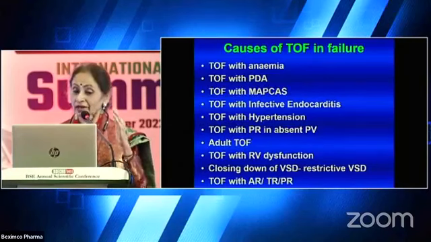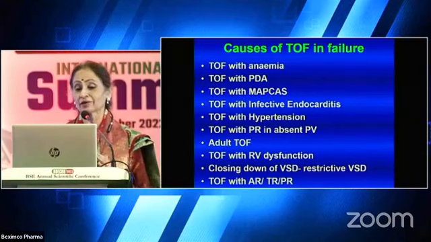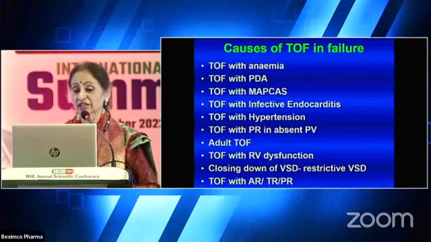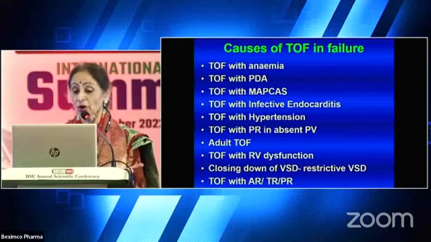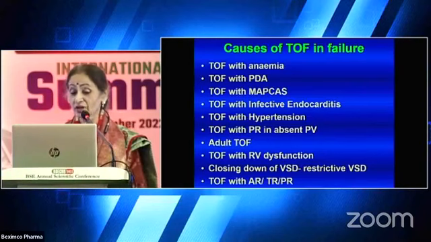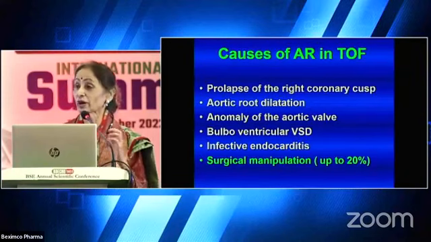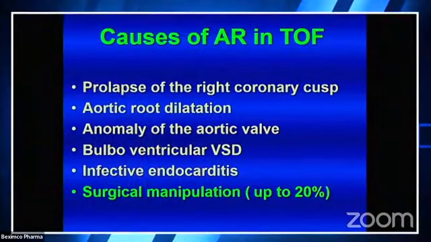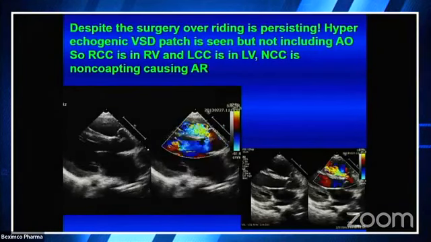In tetralogy of Fallot, failure is not a usual feature. Very rarely they can develop failure due to anemia, associated PDA, large or multiple MAPCAs, infective endocarditis, hypertension in a grown-up tetralogy, pulmonary regurgitation, or RV dysfunction in the adult. But prolapse of the aortic cusp usually does not occur because we think there is no support to the aortic valve, but it can happen in up to 20%. So how many of you have seen anything like this? Please raise your hand.